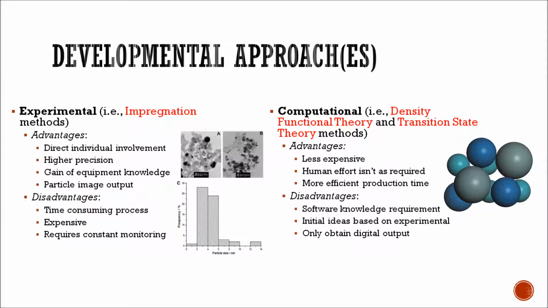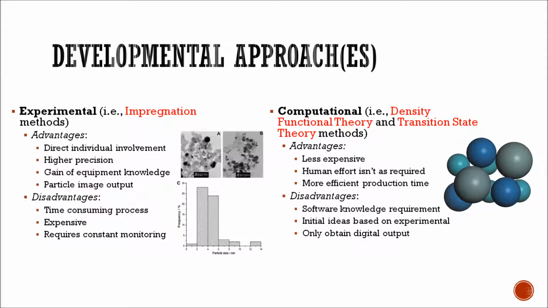And inversely, with the same topic of research, we see computational efforts using density functional theory methods and also transition state methods. With DFT methods, we're able to locate a stable electronic structure of a cluster, and after that, we're able to take that cluster and study transition state theory in order to find the most favorable reaction pathway.